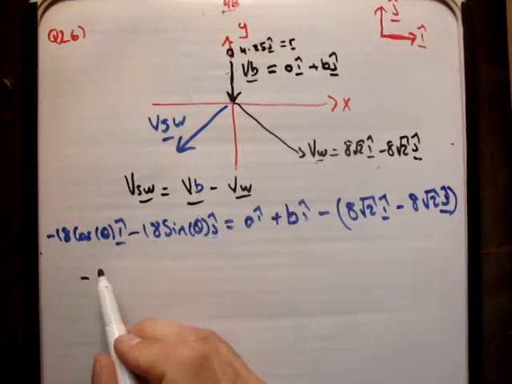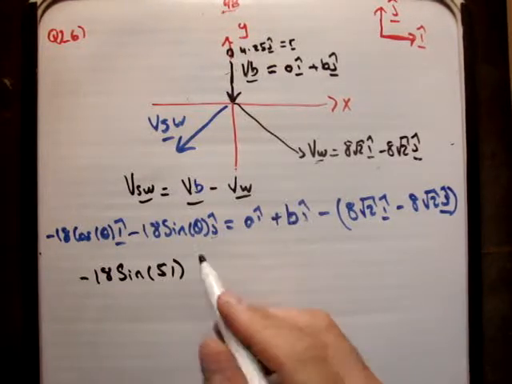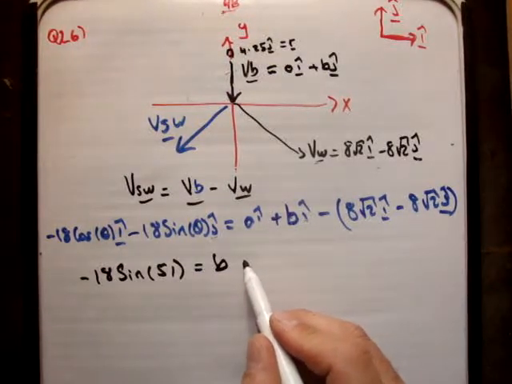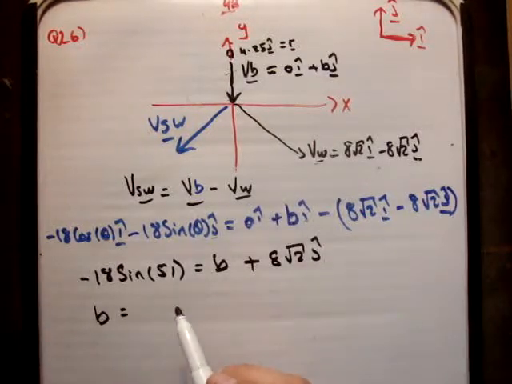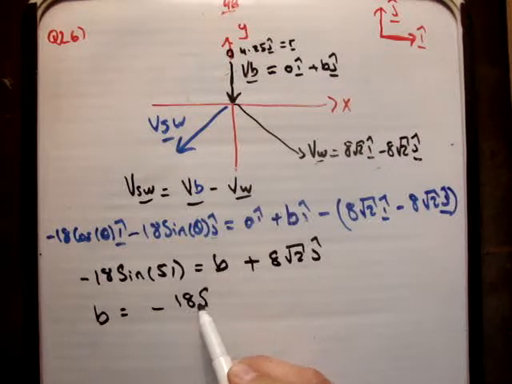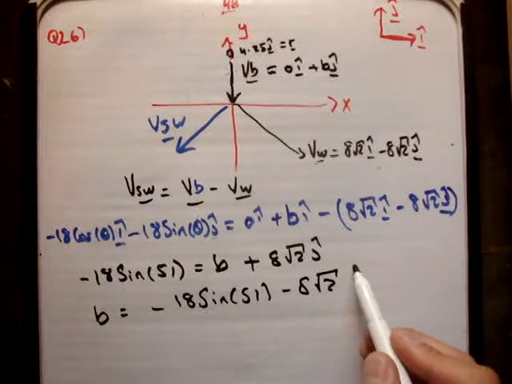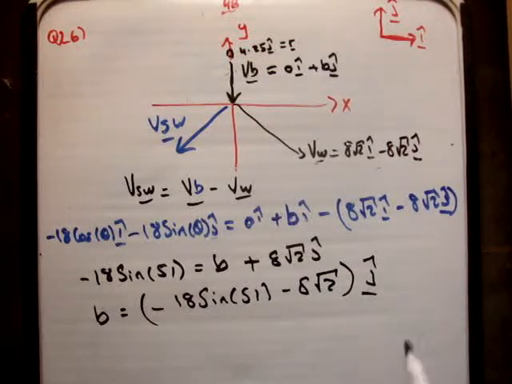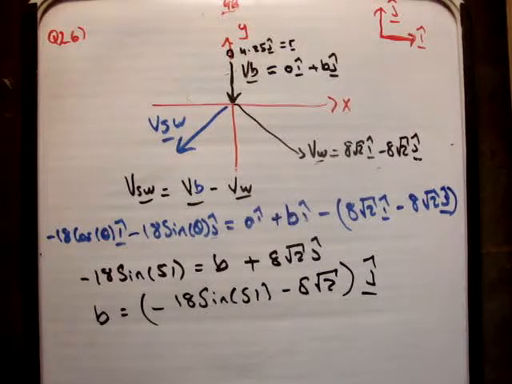So I'm just going to deal with the j component this time. 18 times the sine of 51 is equal to b plus 8 root 2 j. Therefore b is equal to minus 18 times the sine of 51 minus 8 root 2, and that's all in the j hat unit vector direction. Of course, a remains 0. So I'm just going to put this into the calculator. 18 times the sine of 51 is 14. So let's check this at the back of the book.